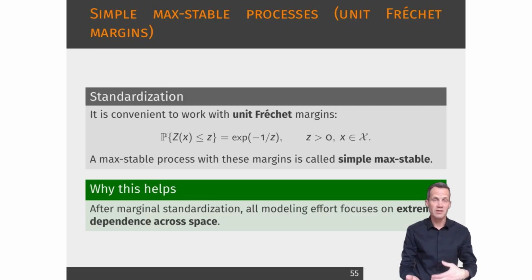As in the multivariate case, it is convenient to standardize the margins. The first bullet explains that we transform each marginal distribution to the unit Fréchet scale. On this scale, each point has the same marginal tail behavior, and the displayed formula gives the corresponding distribution function. The second bullet explains why this is useful. Once the margins have been standardized, they no longer drive the differences between models. All the remaining modeling effort focuses on extremal dependence across locations or across time.